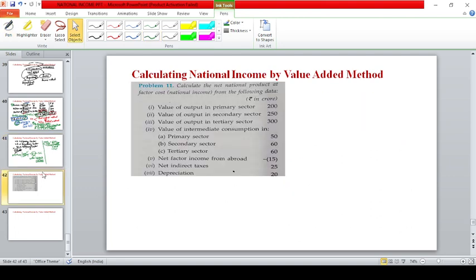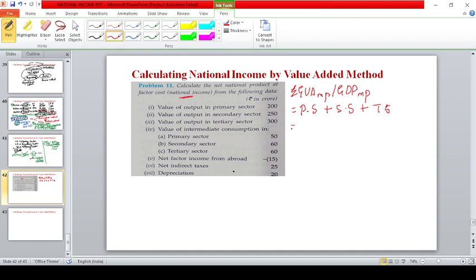Now let us proceed and quickly solve the sum given over here. What is the question given over here? Calculate net national product at factor cost. So what you have to calculate is net national product at factor cost, which is nothing but national income. So we will start quickly with the summation of GVA MP, or you can say GDP MP. How are you going to calculate this? It is equal to primary sector plus secondary sector plus tertiary sector.